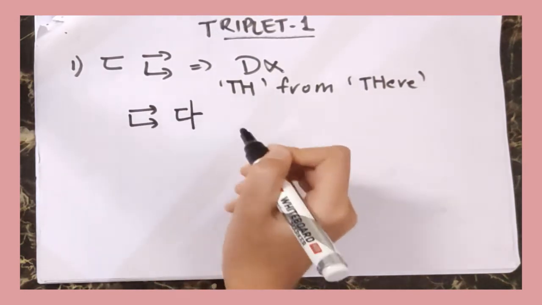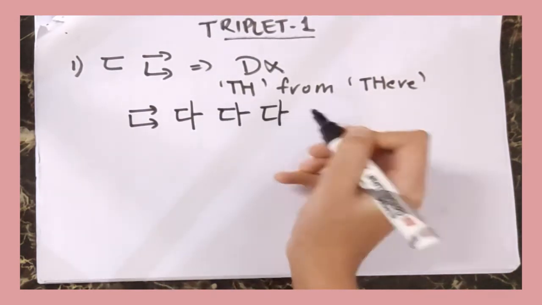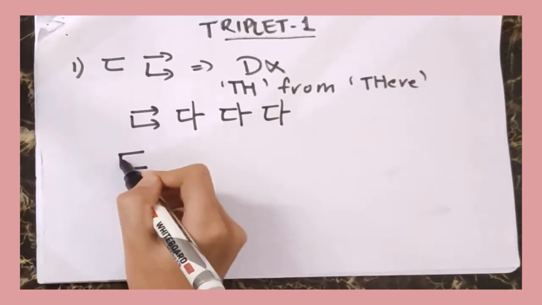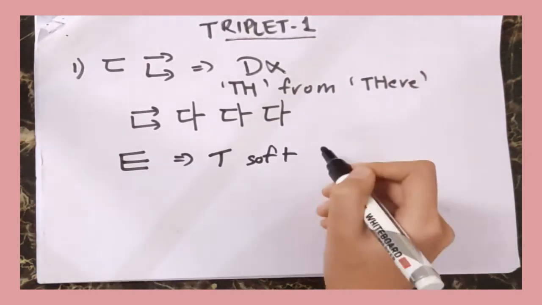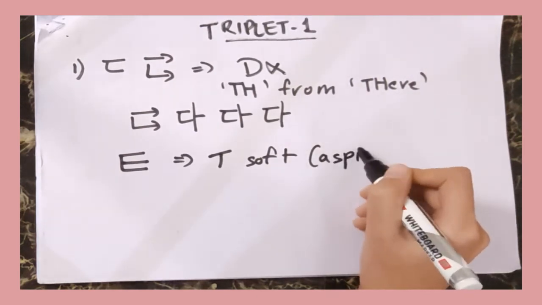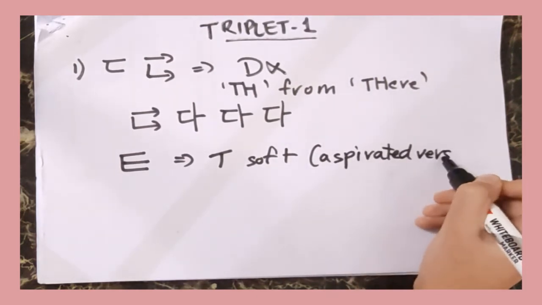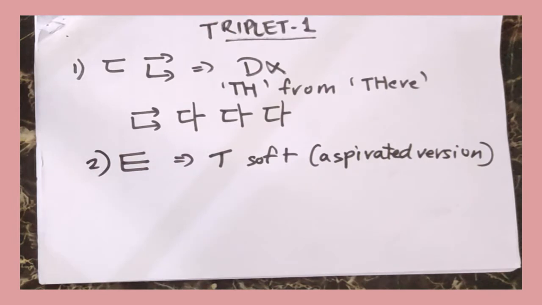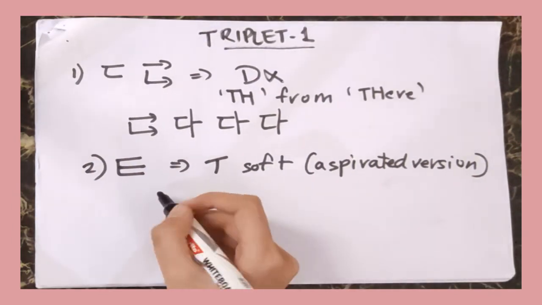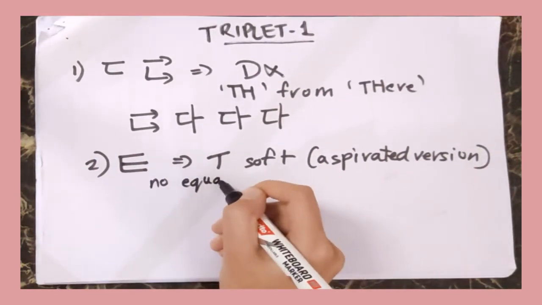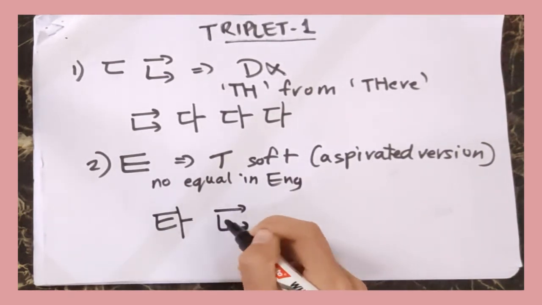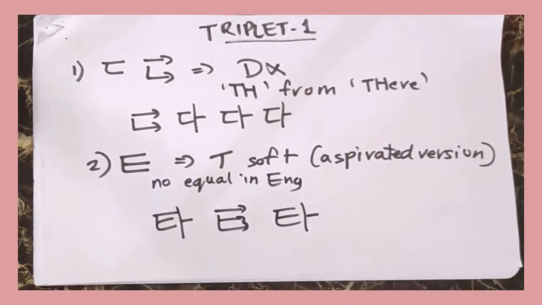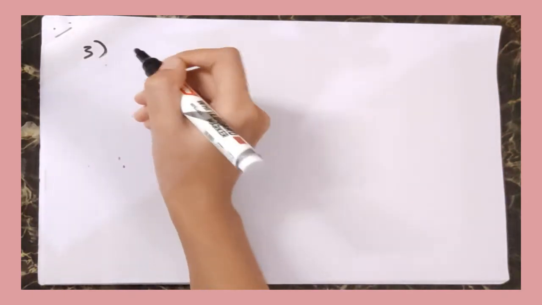Da, da, da. Now, if you just add one more line to the middle of the da consonant, you get its aspirated version, tha. Now, this has more of a soft T sound, but it doesn't really have an equivalent in English, so listen closely. Tha, tha, tha. Now let's talk about the double consonant.